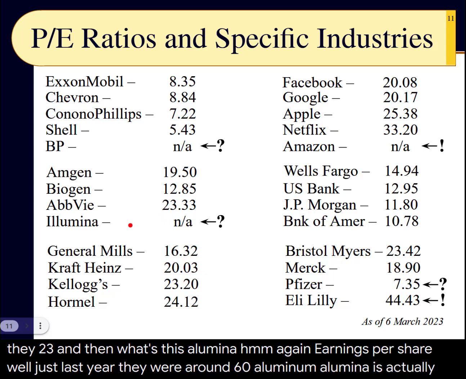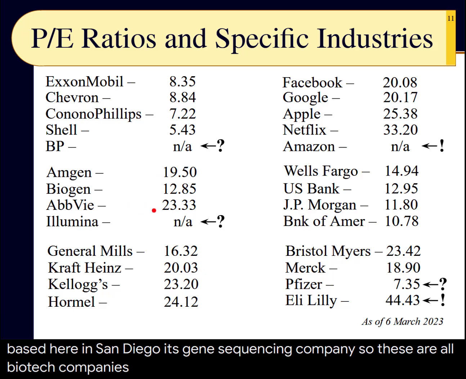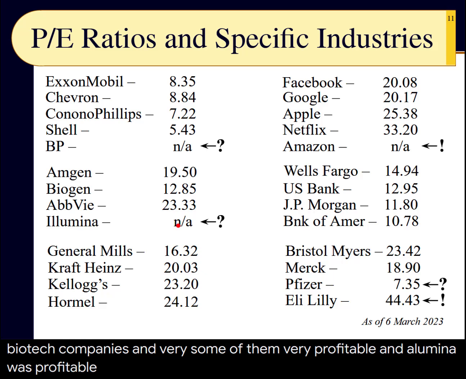Illumina is actually based here in San Diego. It's a gene sequencing company. So these are all biotech companies, and some of them very profitable, and Illumina was profitable until last year.